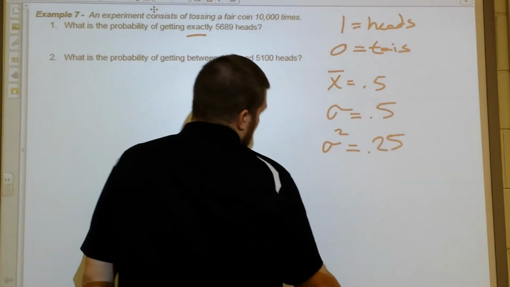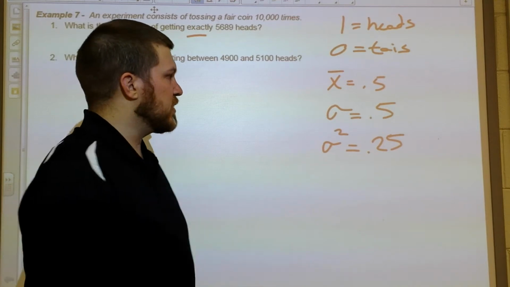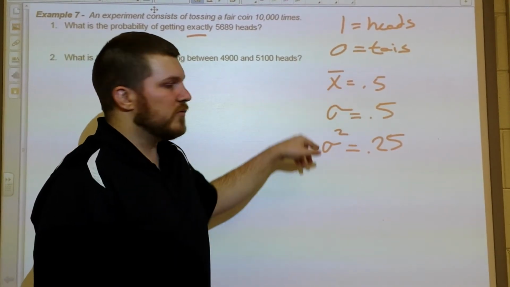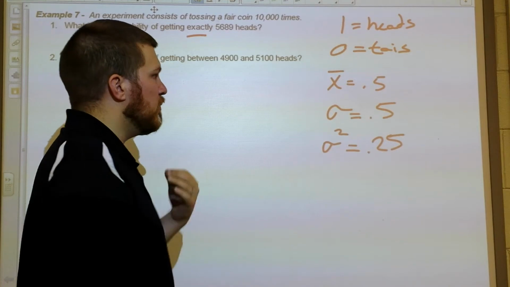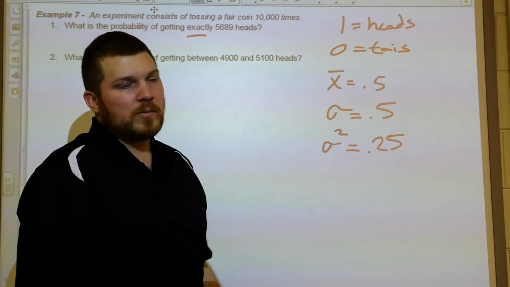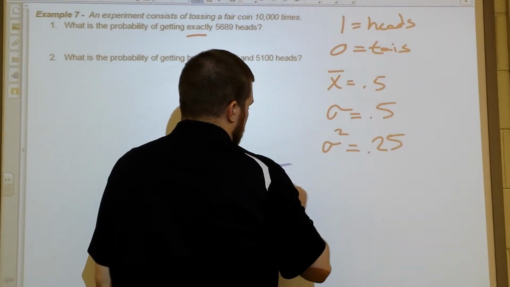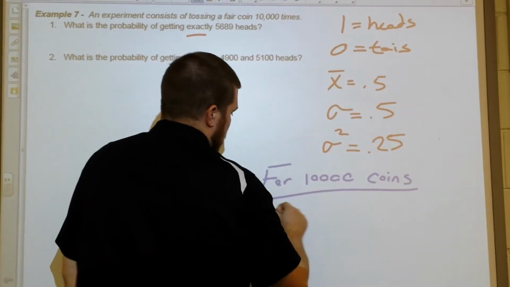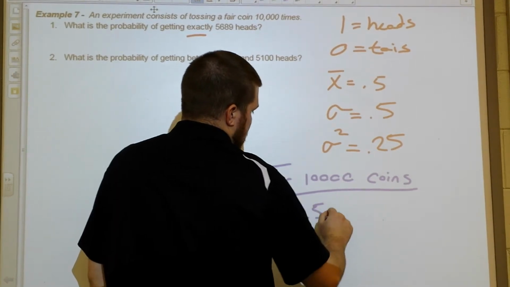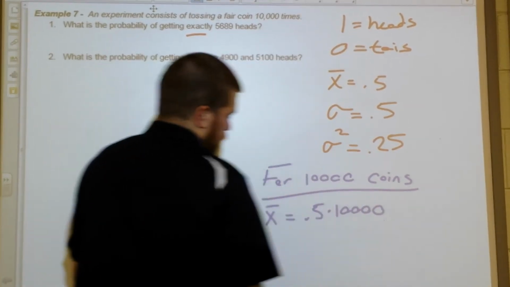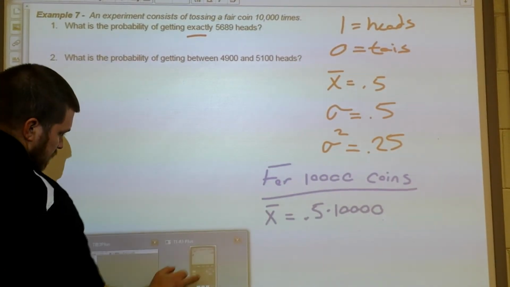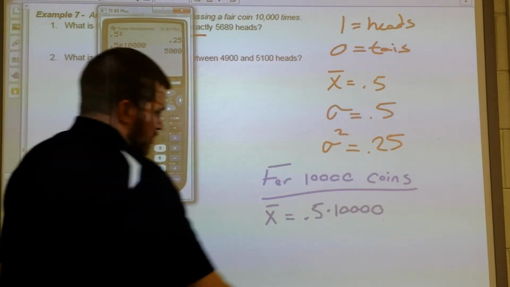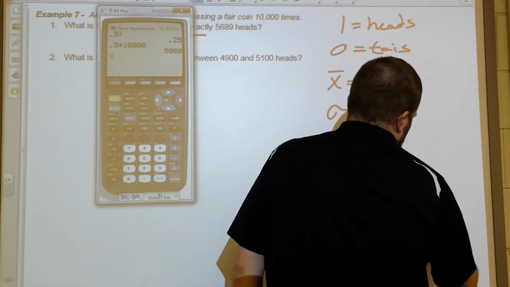We need 10,000 coins. What you should have learned in a previous class is that the mean and the variance are multiplicative. That means once you know the mean and the variance for 1 coin, all you have to do to find the mean and variance for 10,000 coins is multiply by the number of flips. So for 10,000 coins, the mean is our 1 coin mean times 10,000. That's pretty easy to calculate: 0.5 times 10,000. If you can't do it in your head, use a calculator. 5,000 heads. That makes sense.